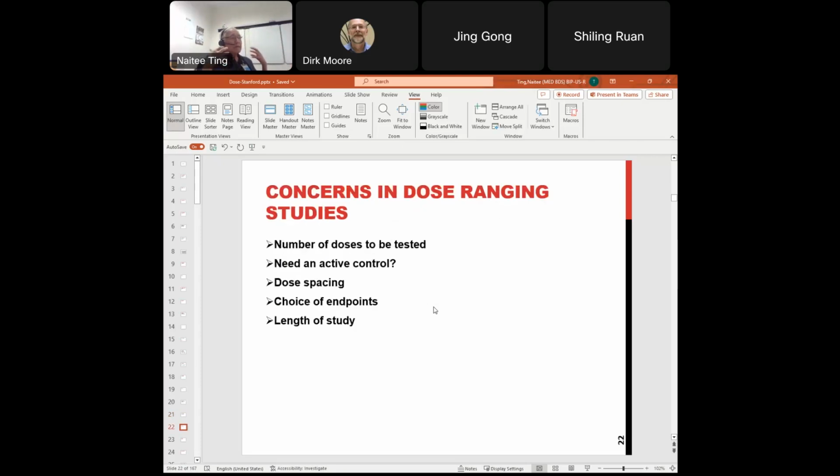How do we design dose ranging studies? Of course, we have to consider the number of doses. Do we need an active control? The problem is really a dose spacing problem. And of course, we have to consider the clinical endpoints and length of study. All these considerations have to be put together when we design a phase 2 dose ranging trial.